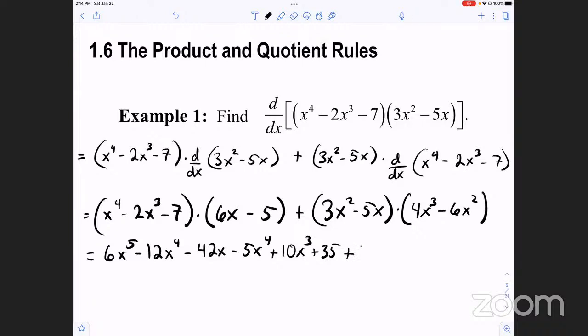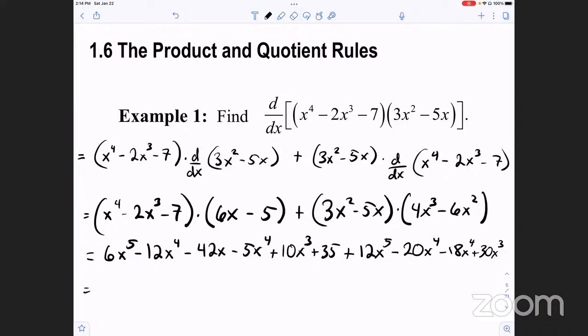On this side, 4 times 3 is 12x to the power of 5, then minus 20x to the power of 4, minus 10x to the power of 4 plus 30x cubed. So then we want to combine like terms.